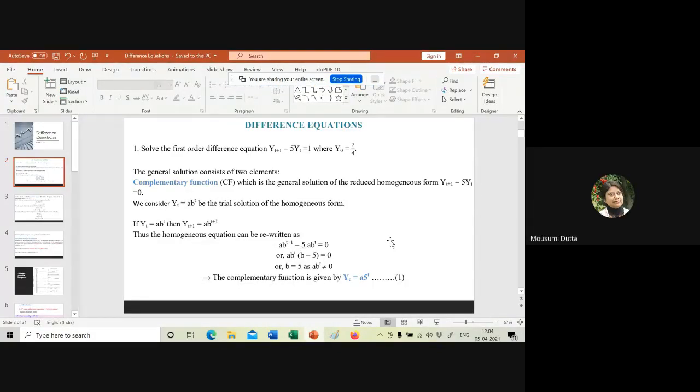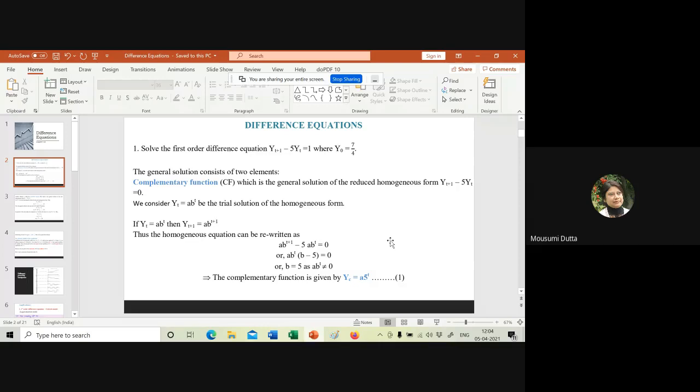Okay. Now let's concentrate on the complementary function part: how to derive the complementary function given a difference equation. And we are first considering the first order difference equation. Later we will understand the higher order difference equation. So we have started with a very simple case, a first order difference equation. That is, we are considering a maximum lag of 1 period.